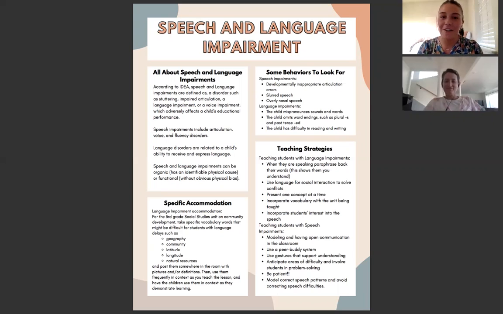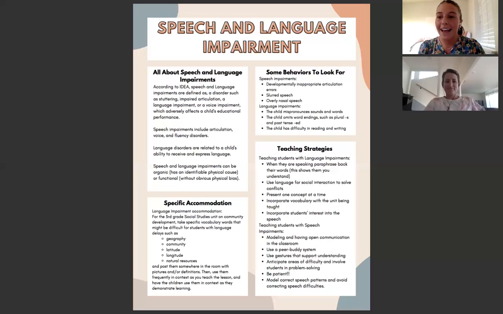So to start, just giving an overview about our specific learning disability. According to IDEA, the speech and language impairments are defined as a disorder such as stuttering, impaired articulation, a language impairment, or voice impairment, which adversely affects a child's educational performance. There's a lot of different aspects of speech and language impairments, but the speech impairments include articulation, voice, and fluency disorders. And then the language disorders are more related to the child's ability to receive and express language.